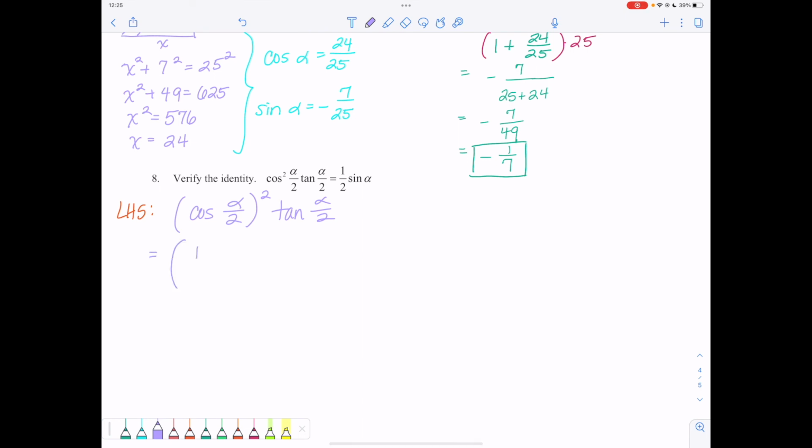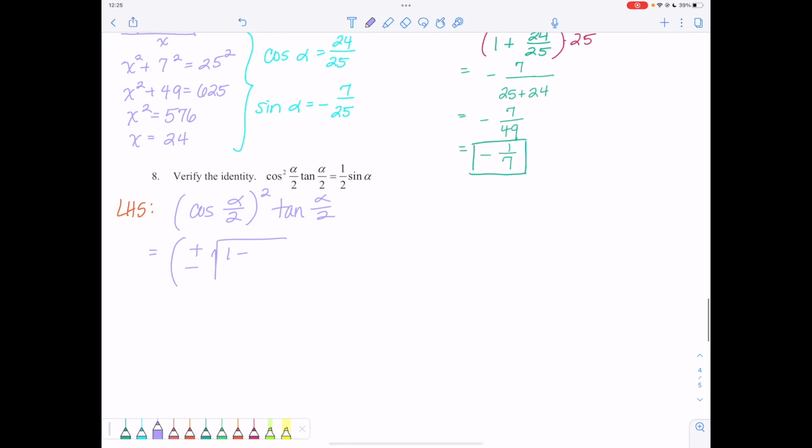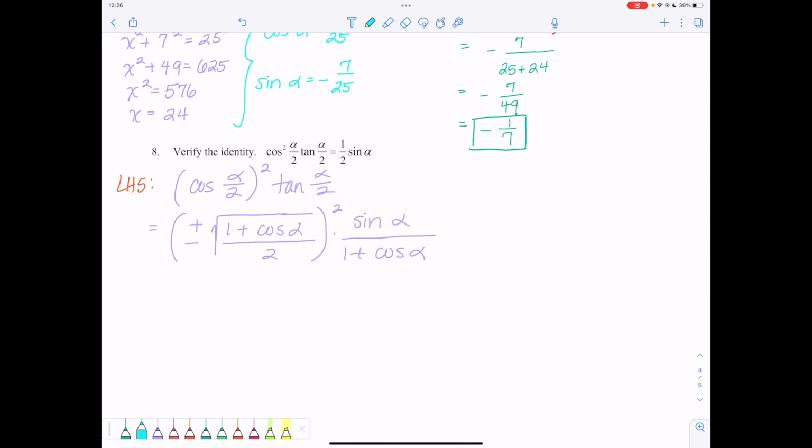So we have plus or minus the square root of 1 plus the cosine of alpha divided by 2 all squared. And then for the tangent of alpha over 2, we have the sine of alpha divided by 1 plus the cosine of alpha. Now, squaring a plus or minus doesn't matter. So the plus or minus does not matter when being squared.